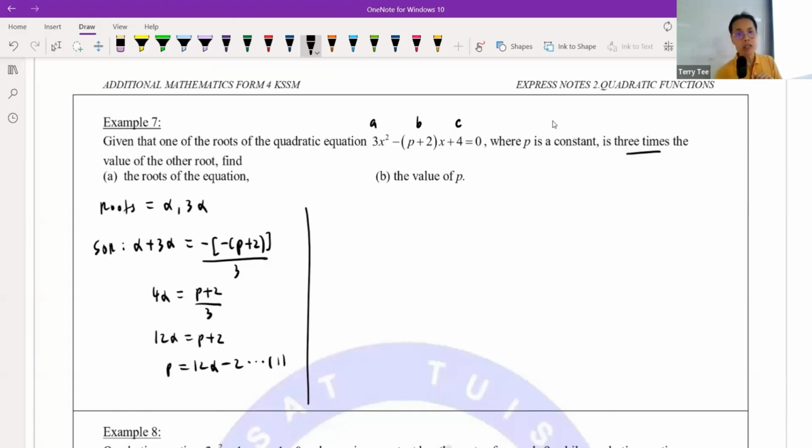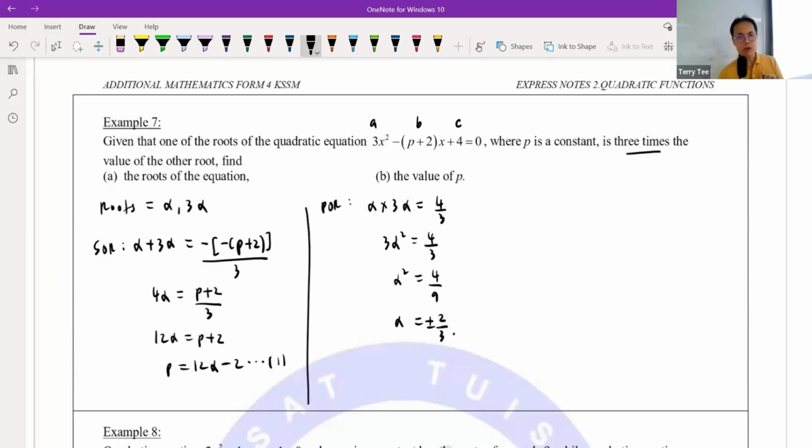Now, let's work on our POR. Take these two roots, multiply together. The result is C over A. So good news, we can cancel this. 3 alpha square equals 4 over 3. Alpha square is 4 over 9. They didn't say that alpha must be positive, right? If nothing is stated, no choice, I'll take both answers.